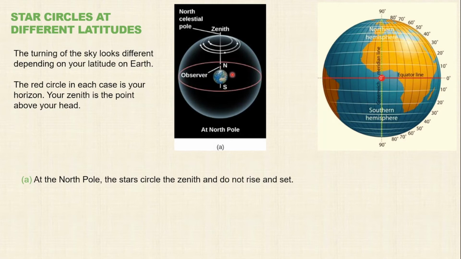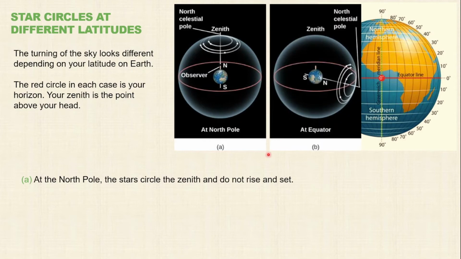The Sun is fixed here. So when Earth rotates from west to east, the Sun appears to rise in the east and set in the west. So Earth is rotating in this direction. That causes all the stars that are embedded in the celestial sphere to rise in the east and set in the west. So the star trail looks completely circular when you're at the North Pole.